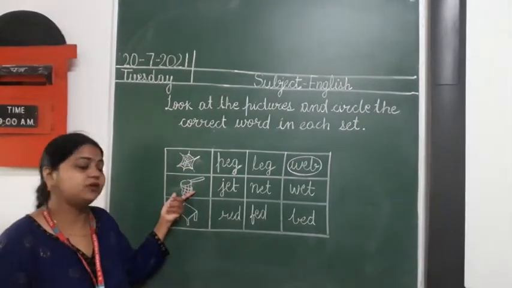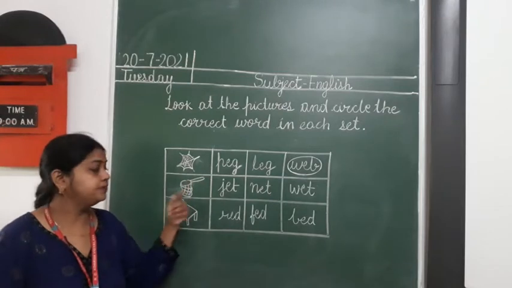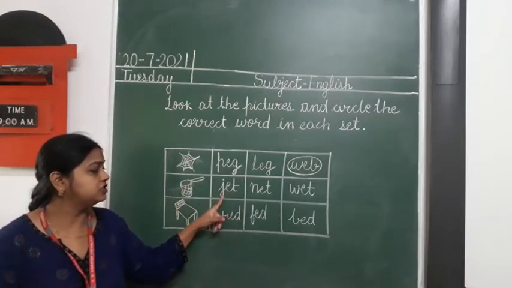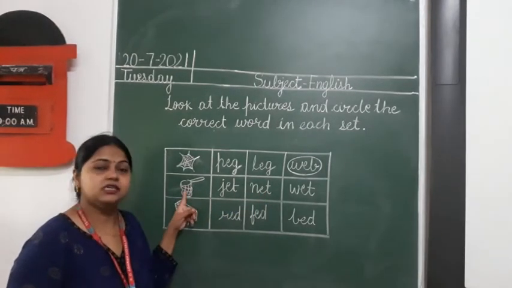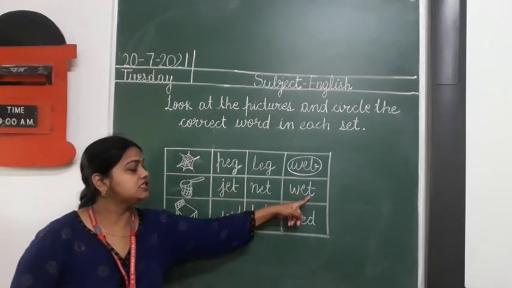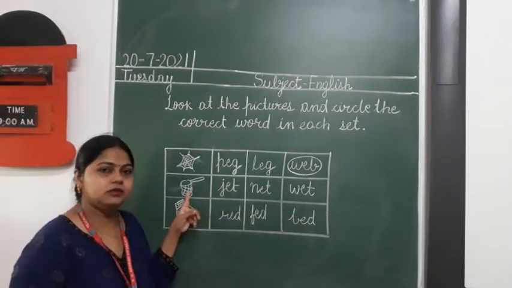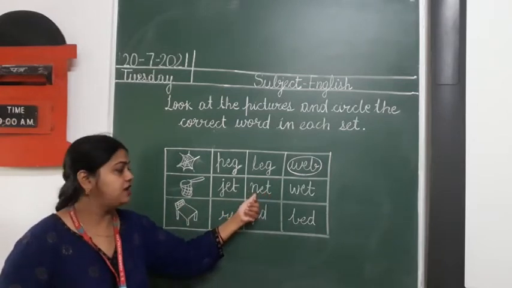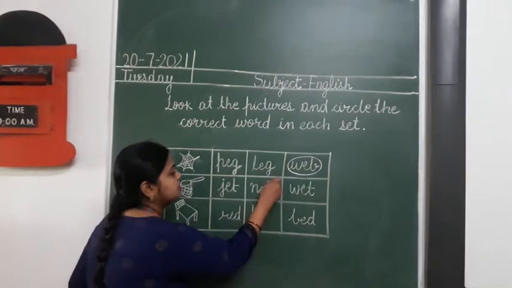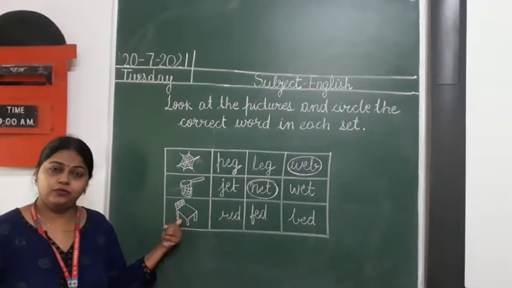Fine. Next, tell me, what is this? Net. N sounds N. N at net. Now read this. J at jet. Is this jet? No. N at net. Yes. W at wet. Wet means wet in Hindi. Is this wet? No. This is N. Net. Now mark a circle on this word.